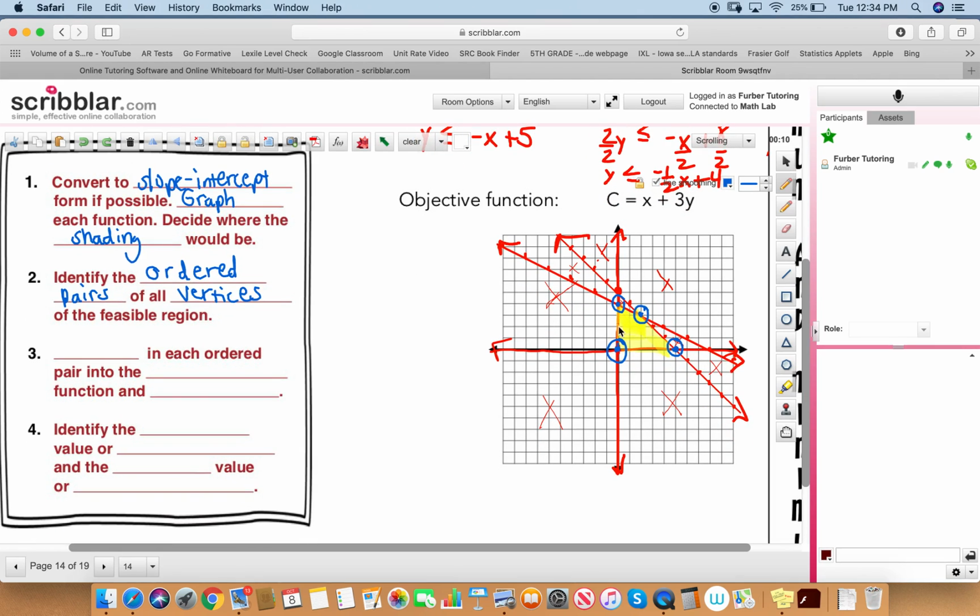This one is 0, 1, 2, 3, 4. So 0, 4. This one obviously is 0, 0. This one right here is 2, 3. And this one here is 5, 0.